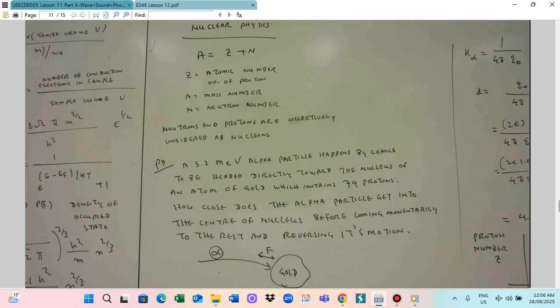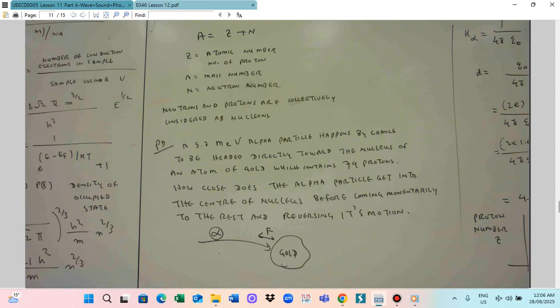A 5.3 mega electron volt alpha particle happens by chance to be headed directly toward the nucleus of a gold atom, which contains 79 protons. So this is the gold nucleus. The alpha particle goes in, but they are not touching because of the mutual force between them. Those forces we have to calculate.